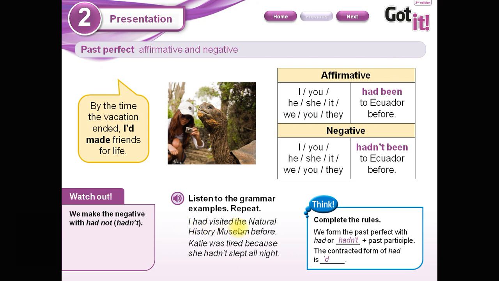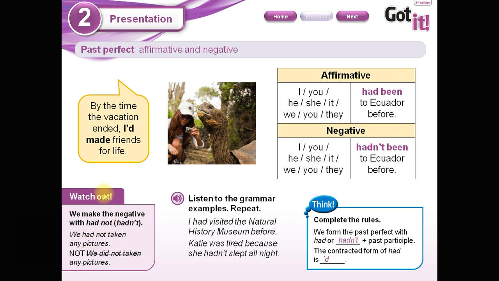I had visited the Natural History Museum before. Carrie was tired because she hadn't slept all night. Yo había visitado el Museo de Historia Natural antes. Katy estaba cansada porque no había dormido toda la noche. Okay, this is a negative statement.